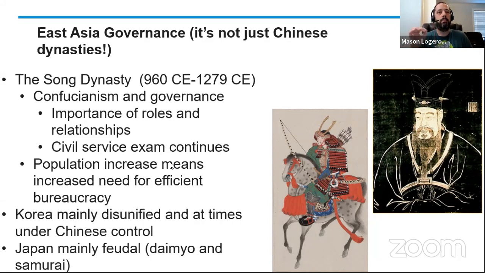Sorry. But in Japan, you have the daimyo, the sort of regional warlords that are each controlling their own area of the islands, and their private army and the samurai. So there's not the same centralized control like we see in China.